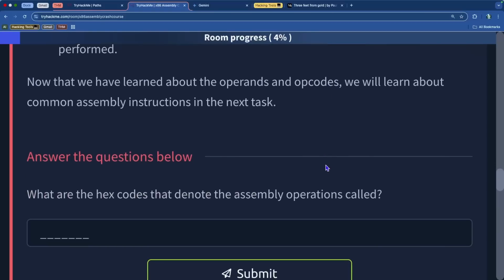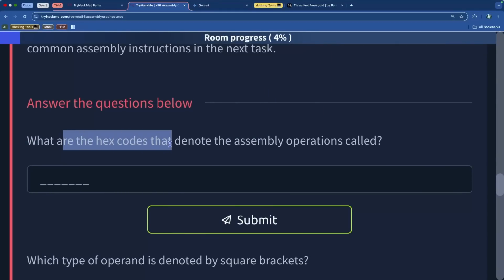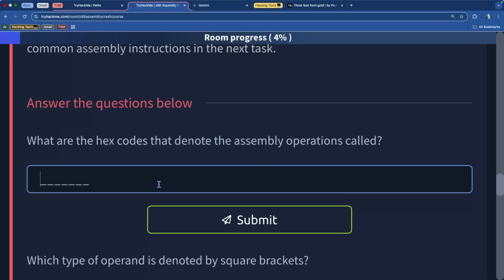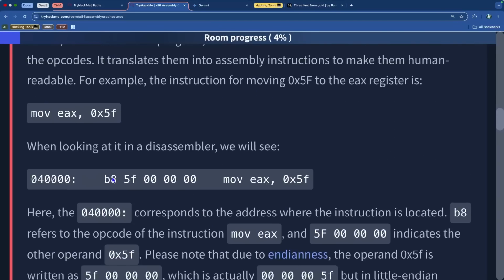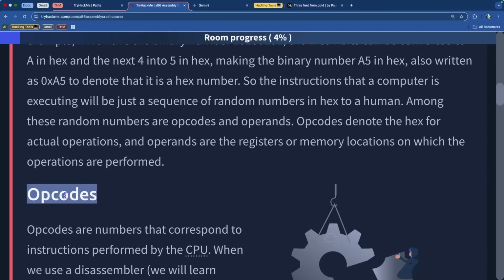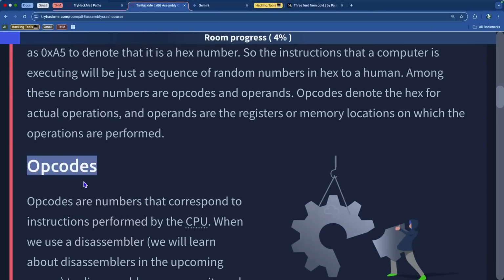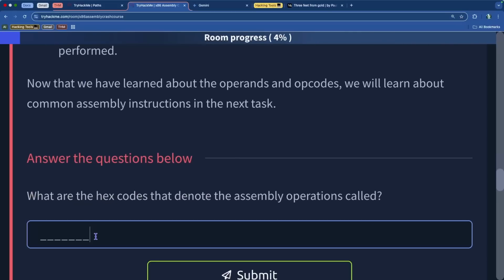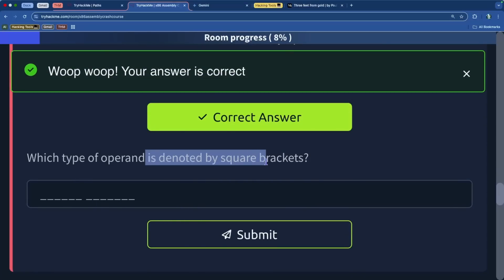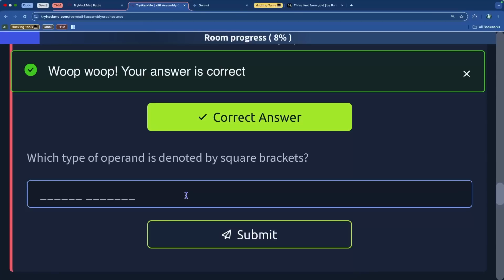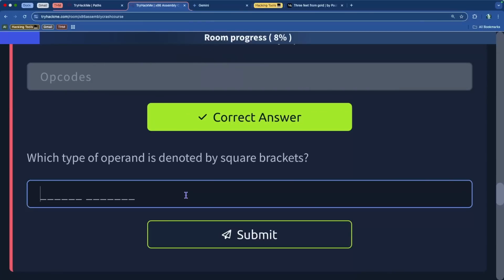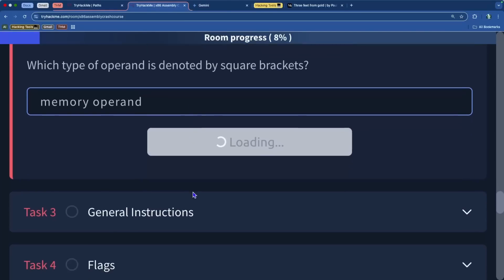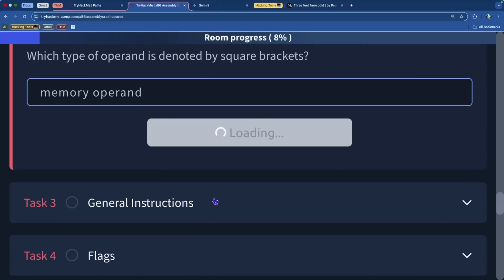So now that we understand this, we can talk about common assembly instructions. So what are the hex codes that denote the assembly operations called? The hex codes that denote them in this particular case are going to be the opcodes, I believe, or it would be operands, I want to say. I think it's opcodes. So let's try opcodes and see if that's the answer. And which type of operand is denoted by square brackets? That is the memory operand. All right, cool. Now we can move on to general instructions.